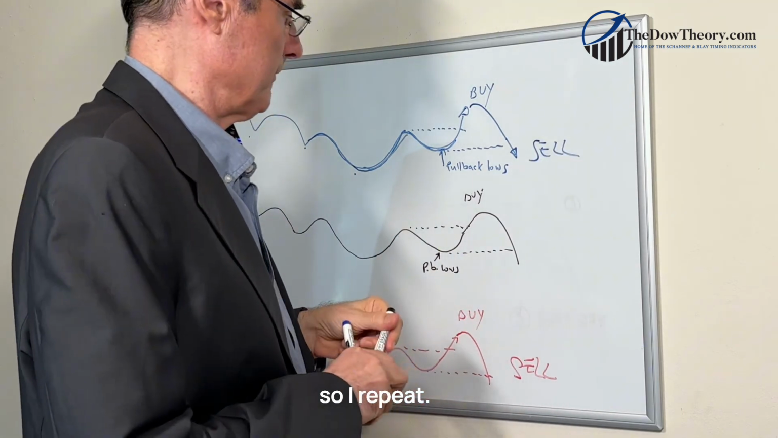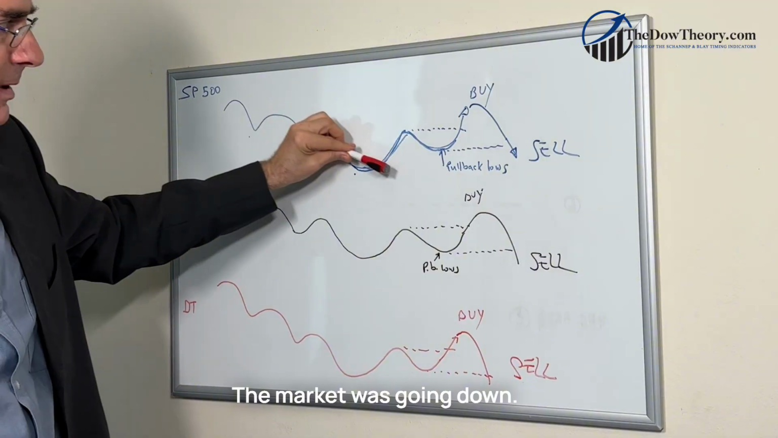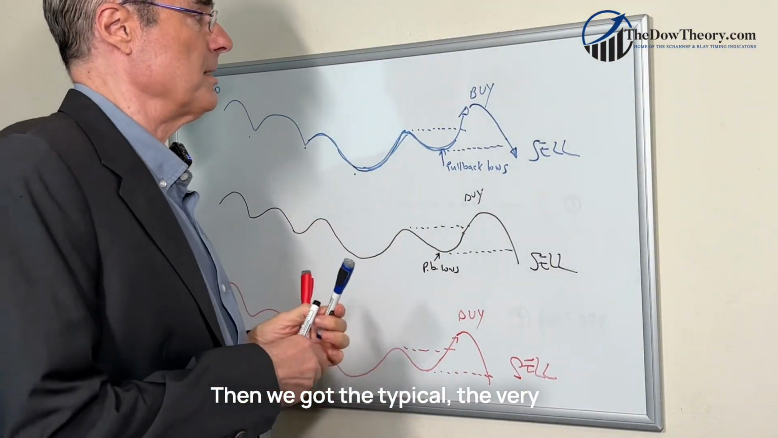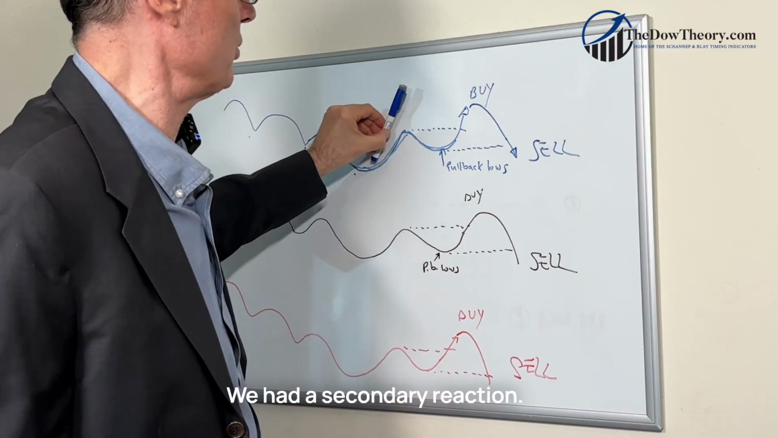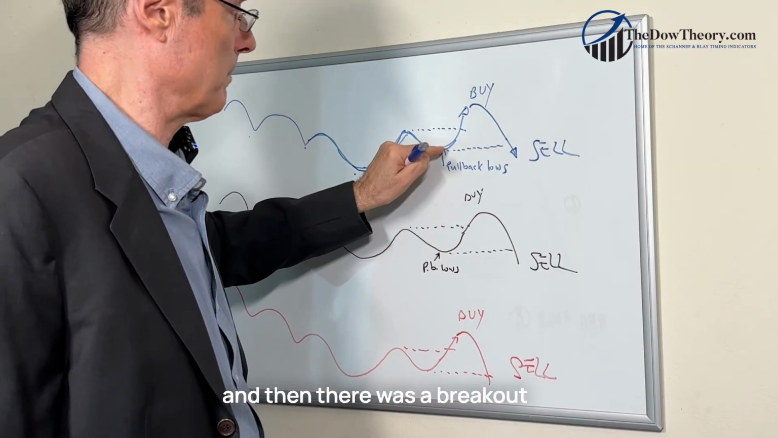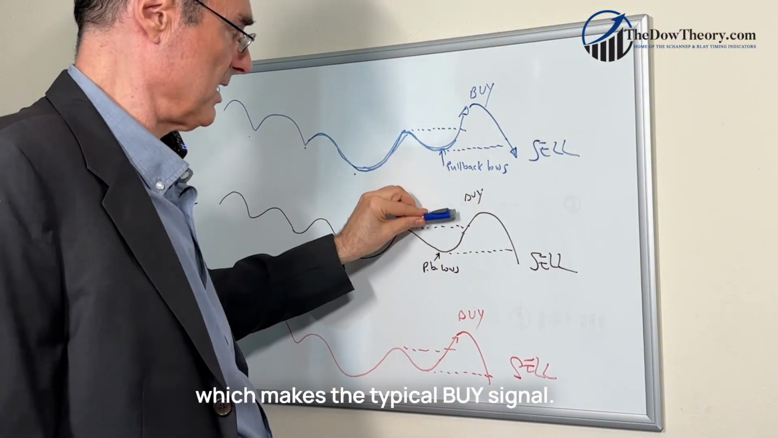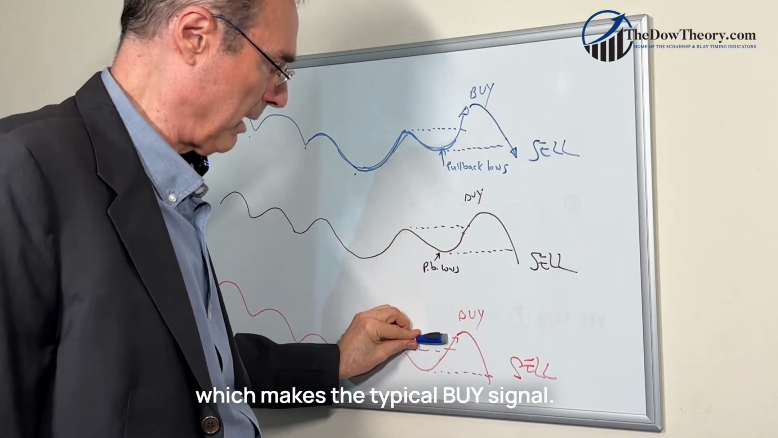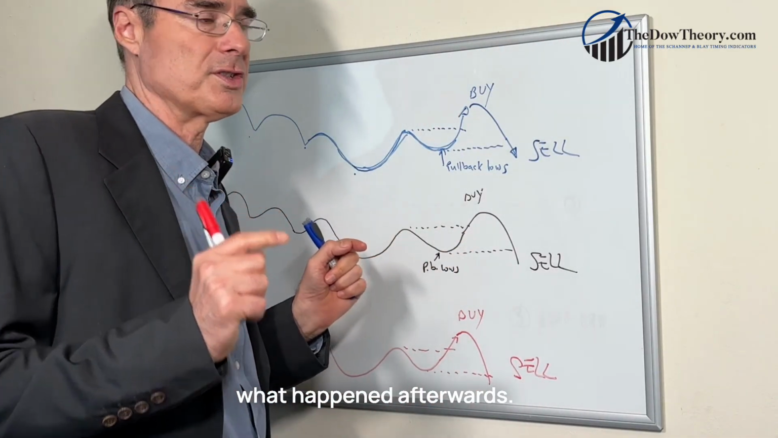So I repeat, we were in a bearish trend, the market was going down, then we got the very typical, the plain vanilla buy signal. We had a secondary reaction, we had at least a 2-day pullback, and then there was a breakout above the secondary reaction highs, which makes the typical buy signal.